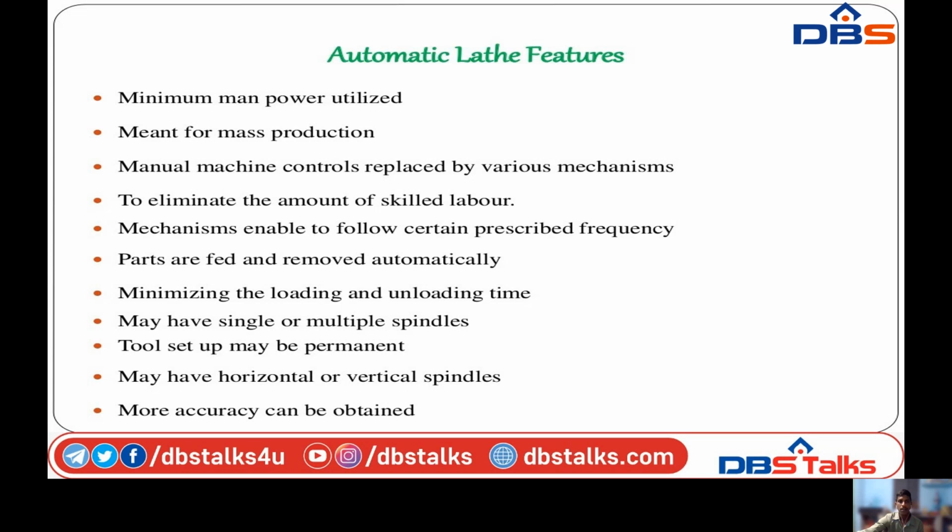Previously, I told you that where demand for production is very high, we prefer automatic lathes. Mass production eliminates the need for skilled labor. Spindles can be horizontal or vertical. More accuracy can be obtained, as automatic lathes are very accurate compared with semi-automatic lathes. Tool setup is permanent. We only change the directions of movement: X direction, Y direction, Z direction. The remaining things are the same.